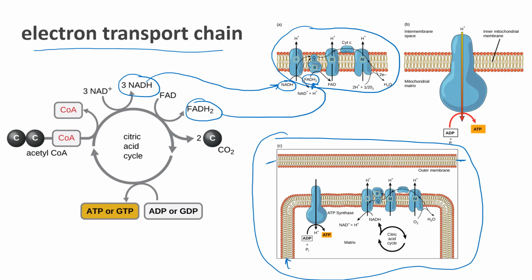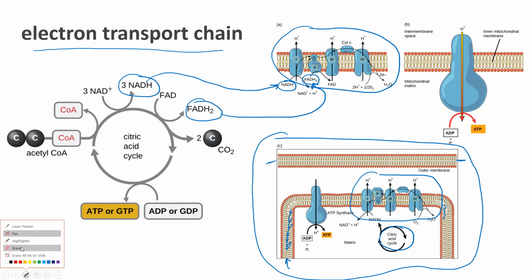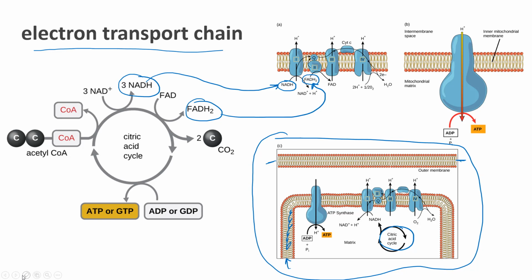So you can see these enzymes and protein components of the electron transport chain are embedded in this inner mitochondrial membrane. You can see the citric acid cycle took place inside the mitochondria there. Let me erase some of this, and switch to a different color. So now you know where the components of the electron transport chain are.